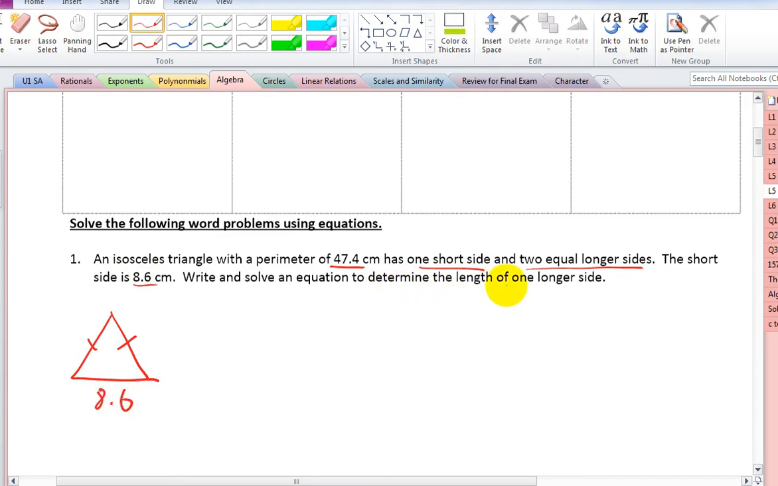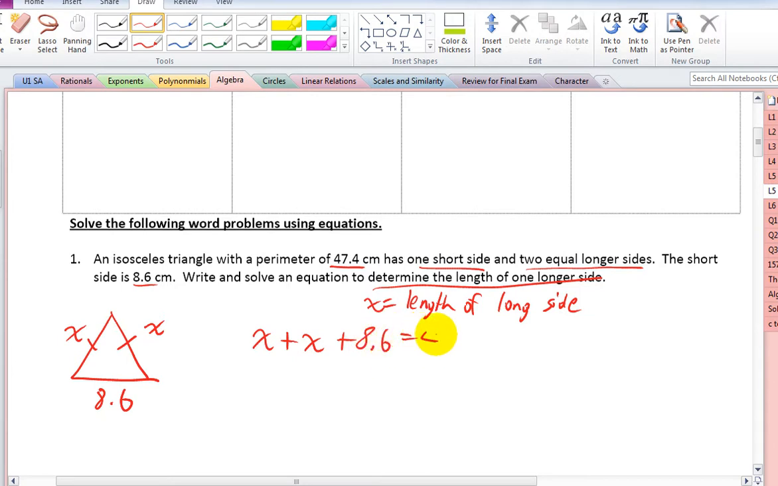It says determine the length of one longer side. So x equals the length of the long side. Now the trick is for an isosceles triangle, if the right side's x, what's the left side? It's the same. That's the trick. So what we have to do is add 3 sides up. So x plus x plus 8.6 equals 47.4. As you can see, I have 1, 2, 3.